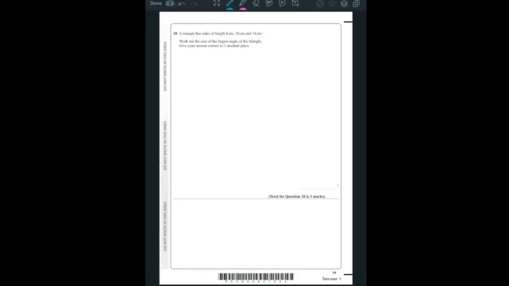And moving on. Question 18. Surprisingly little written for this. Triangle has sides of length 8, 10 and 14. Work out the size of the largest angle. I always like to have a picture. If in doubt, draw a picture. So you've got a picture here. This side can be my 8, that can be my 10. This is the longest side, my 14. And now because I've got a picture, it's a bit more obvious which the largest angle is. It's the one up here. Pretty much the largest angle is opposite the largest side. So this is the angle that I'm going to work out.